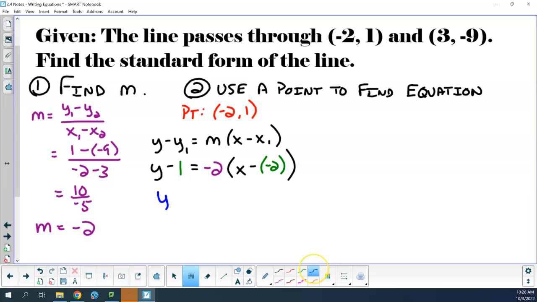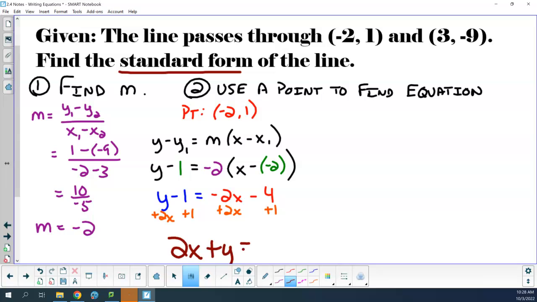So then this would become y minus 1 equals -2x, and this is really plus 2, so that's minus 4. It said that we needed to be in standard form. Standard form has x and y on the same side, so I would need to add 2x to both sides, while at the same time adding 1. So that would give me 2x plus y equals -3, if I choose that point.